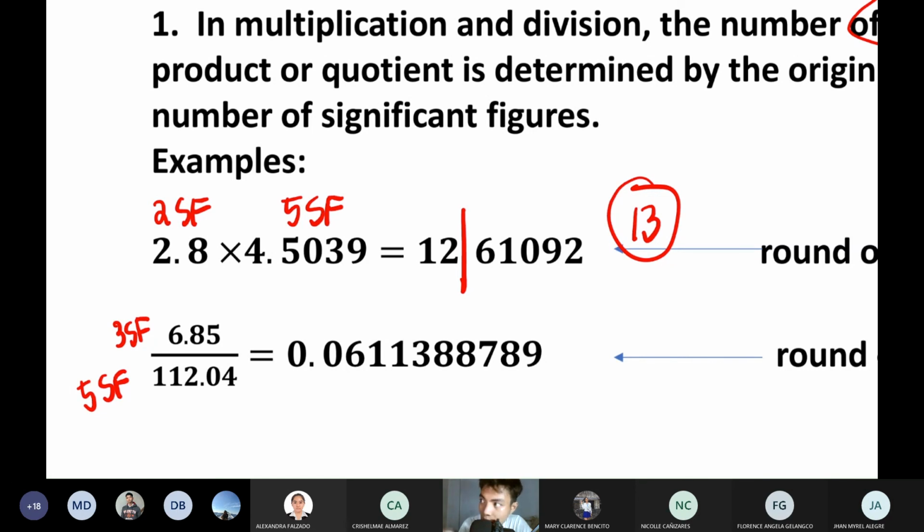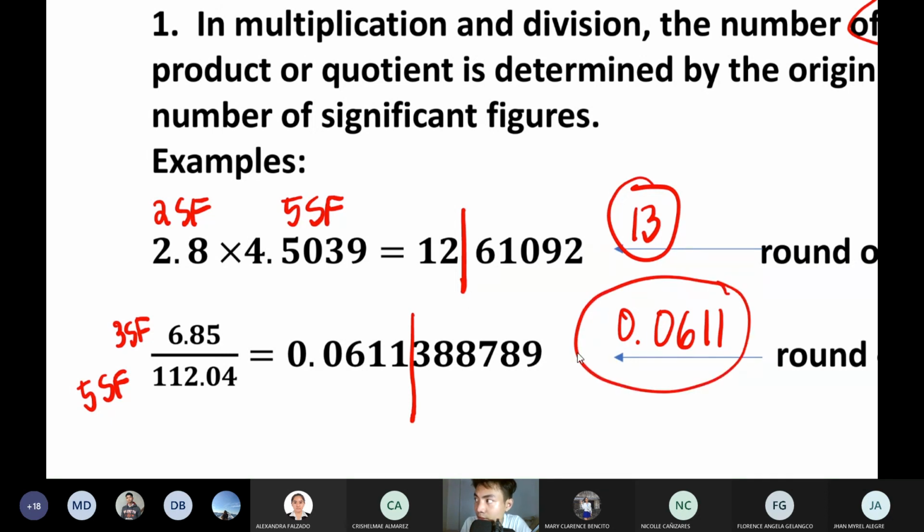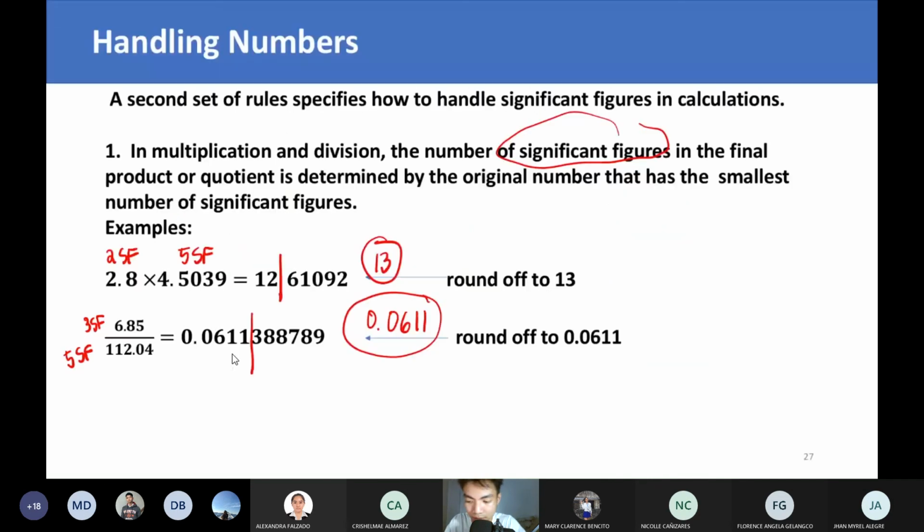So I will start counting sig figs from the left. So ito ano to? Hindi siya significant kasi leading zero yan. So start ako dito sa dalawa, tatlo. Cut off. Okay? So itong 3, this is lower than 5. So that means my final answer is ito. Okay? So 0.0611. 3 sig fig according to the rule. Kasi 3 sig fig yung lowest sig fig sa numbers. Okay? So that's how you do operations involving significant figures.